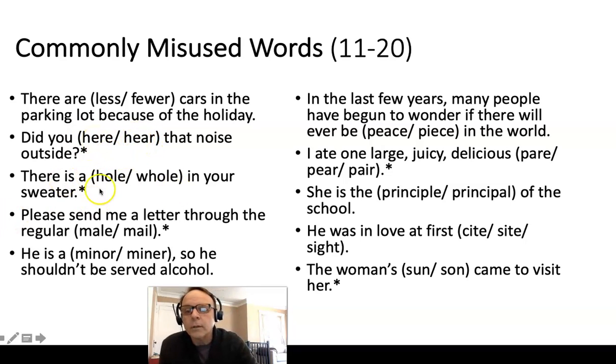There's a hole in your sweater. The second one means complete, like the whole pizza, the whole pie, something like that. And the first one is the hole that's in the sweater. Please send me a letter through the regular mail. Second one. First one has male, female. He is a minor, so he shouldn't be served alcohol.